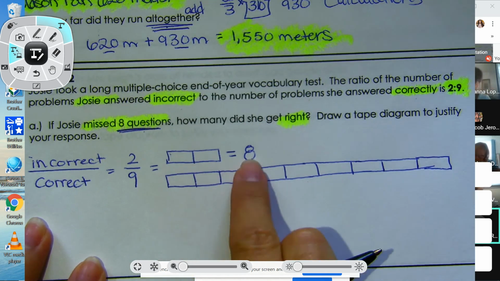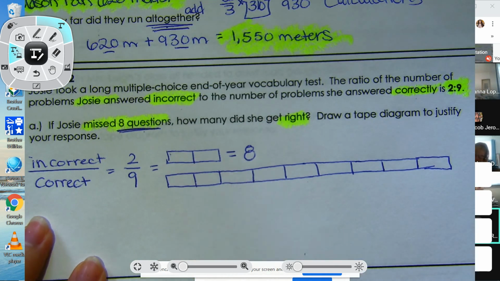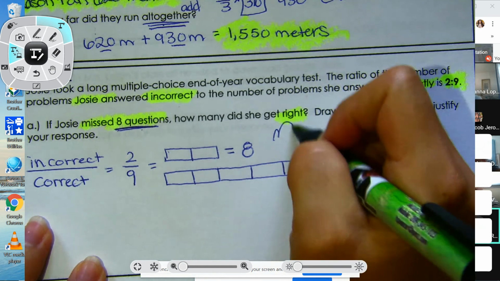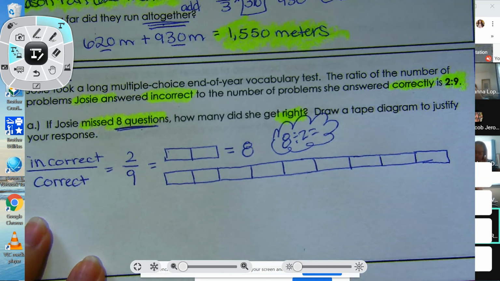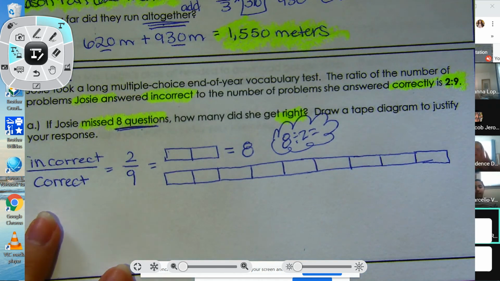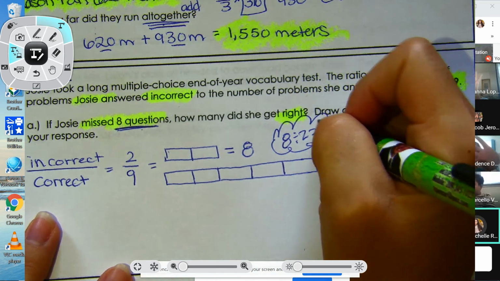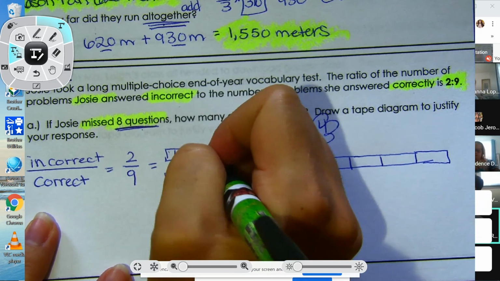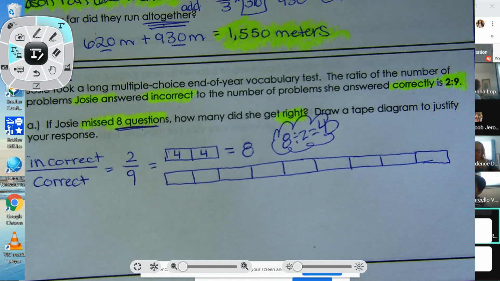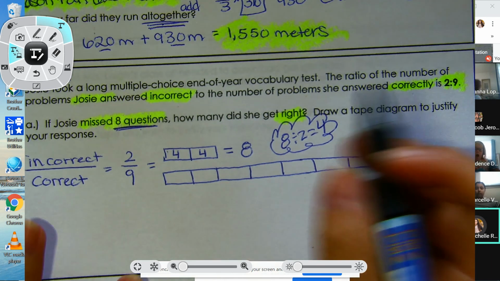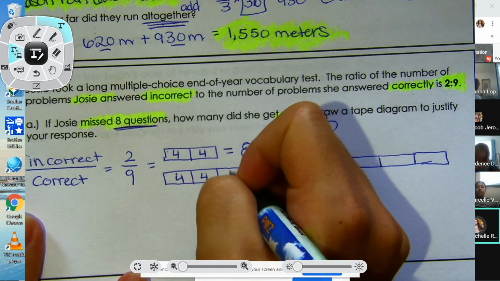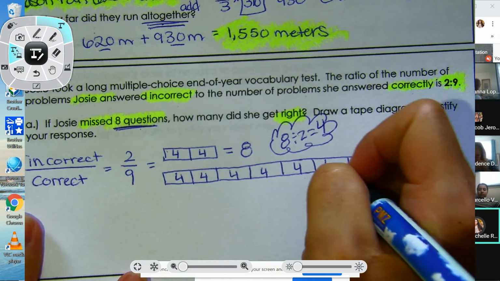Now, if those 2 together make 8, what does each one have to be? You should be thinking, oh, I just need to do 8 divided by 2. And what is 8 divided by 2? 4. That's right. So that means we're going to put 4 inside each of those. And because we're using the identity property, essentially, that means each of these also has to be 4, right? So we're going to put 4 inside each of these here.